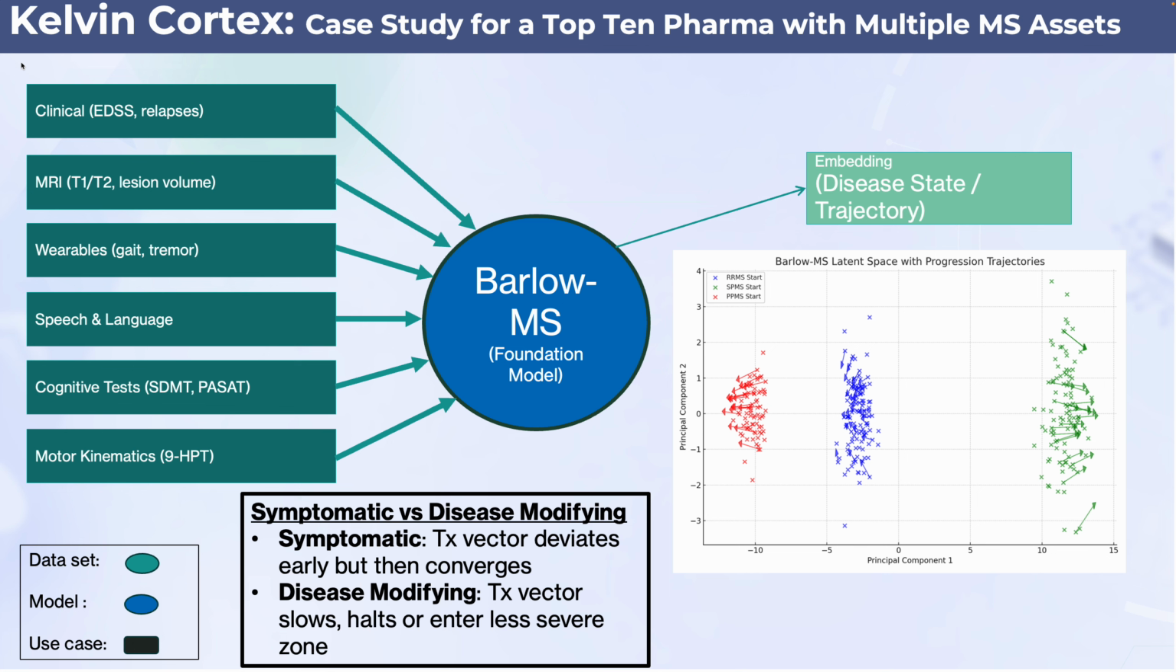For example, for symptomatic treatments, we expect the trajectory to deviate initially, to have a small deviation from the control group, but then to converge with the control group after that. Whereas for a disease modifying treatment, we expect the patient state, the patient point, to diverge from the control group, either by slowing or halting or going into reverse, or in some other sense entering a less severe zone in the latent space.